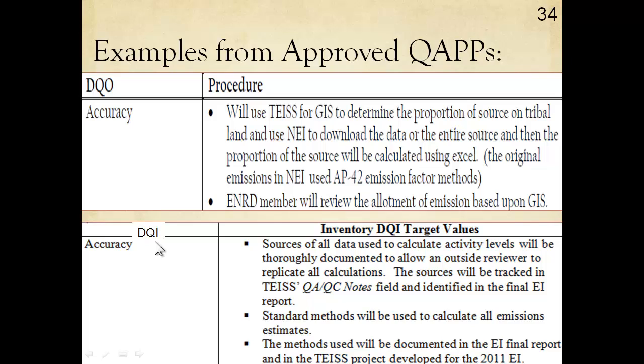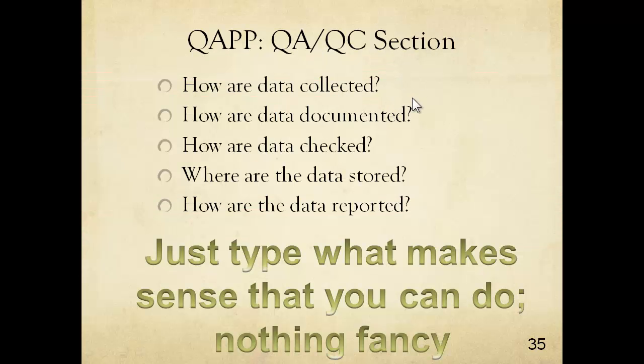So it's not something that we could say, oh, well, we're plus or minus 14%. This is different. We have to be more qualitative and say, this is how we're going to assess whether we got close to this objective of accuracy. And all of this is in the example quality assurance project plan for you to review and use if it's appropriate for you. So in the QA/QC section of your QAPP, you need to describe the requirements for how the data are collected, documented, checked, where the data are stored and backed up, and how the data will be reported.